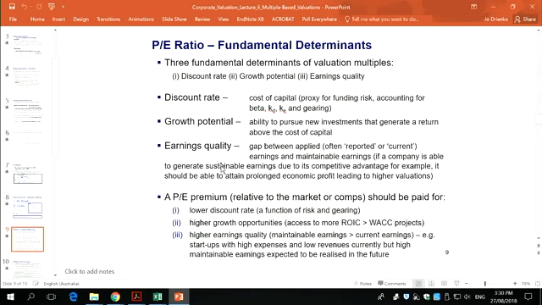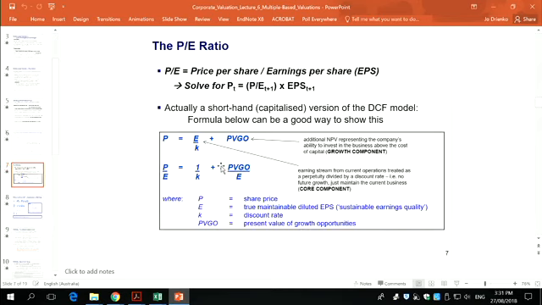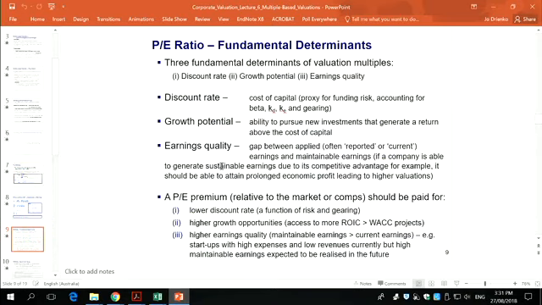And the earnings quality is a term that's not the E, by the way, here. Earnings quality means something else. But as you can see those drivers here, there is an E here, there's a K here, that's the cost, that's the discount rate, and PVGO is the growth. All right, so let's go to this slide. So the three determinants of any ratio, here it's in the context of PE, but any ratio, is the discount rate, the growth, and the quality of the earnings.